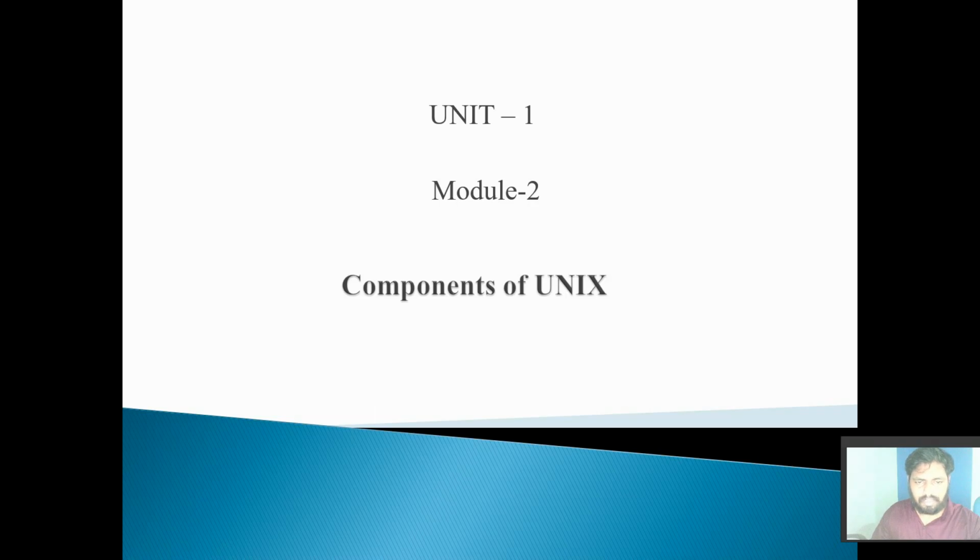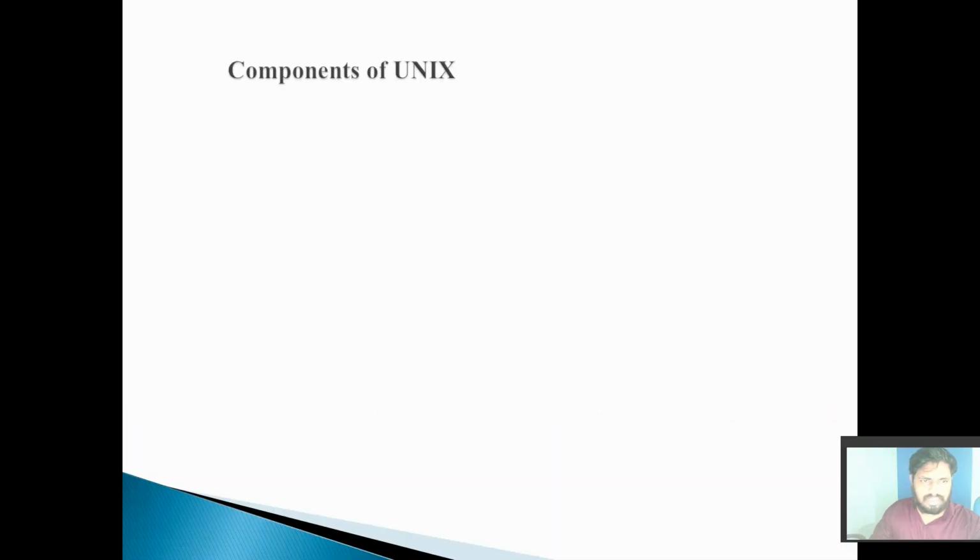The topic is the components of UNIX. There are many components of UNIX, but these three are very important. The first one is the kernel, the second one is the shell, and the third one is the file system. The kernel is the heart of the operating system. The kernel is responsible for scheduling the processes.